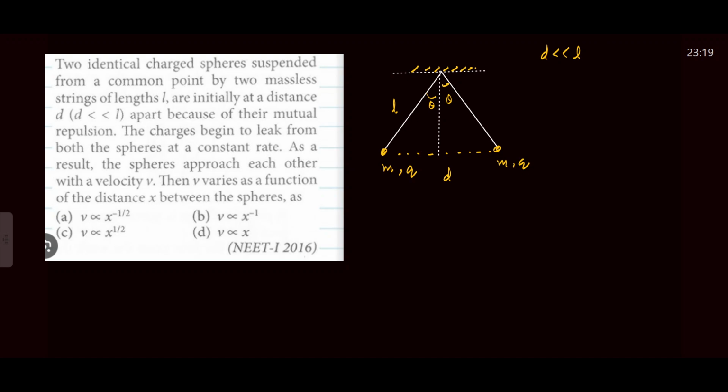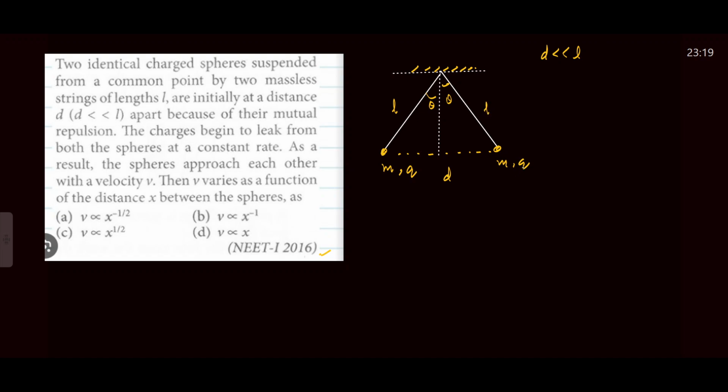By the way, I'm telling you, this is not only a NEET question, this is for Irodov question also. It is originally an Irodov question that is copied in the NEET exam. So please understand, respect this question. Very good question it is. Okay, so mass and charge q is there, and this length is L.